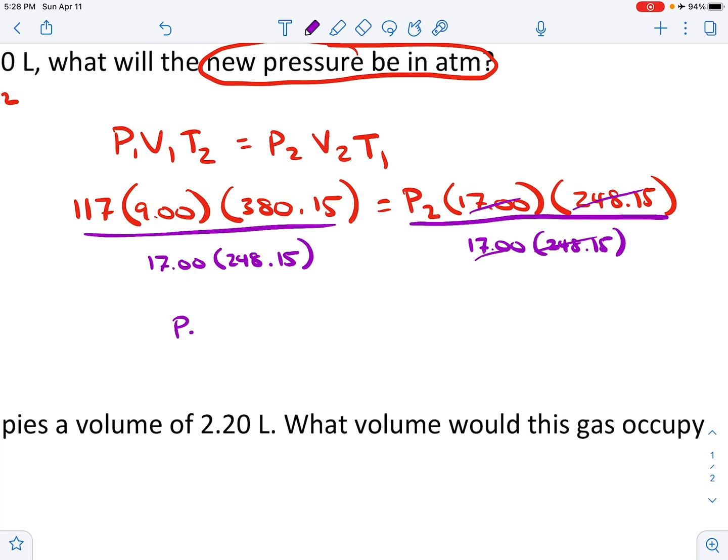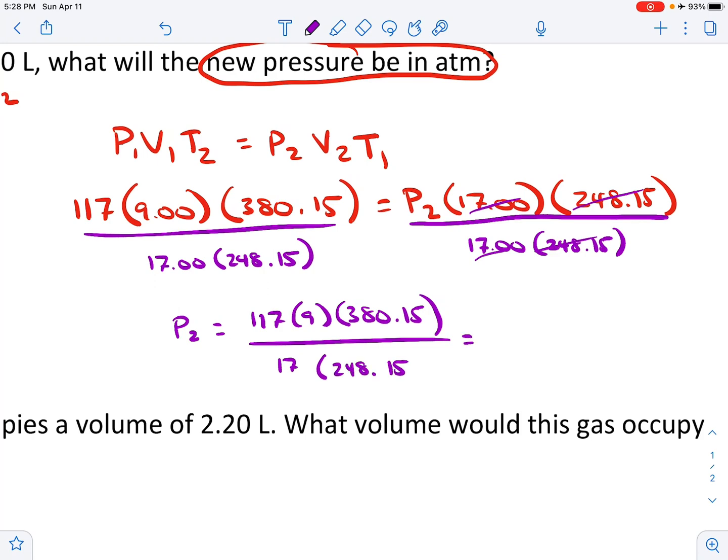All right, so P2 is going to be equal to 117 times 9 times 380.15. Then we're going to divide by 17 times 248.15. And that's going to be our answer. That's going to be our answer in kilopascals. So we have to do a little bit of extra work, so we'll get there.